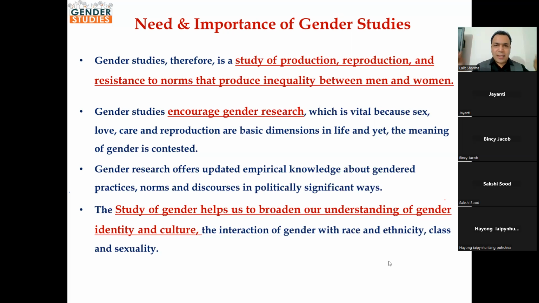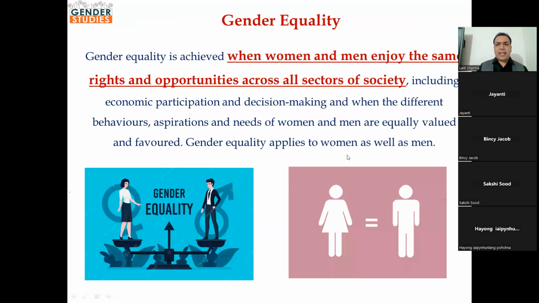Okay, why is there a need for gender studies? Why do we learn gender studies? Because every person, irrespective of male, female, transgender, marginalized society, should be given equal opportunity, equal resources, right? Okay, next we talk about gender equality, right? Under this topic, gender equality. What is gender equality?